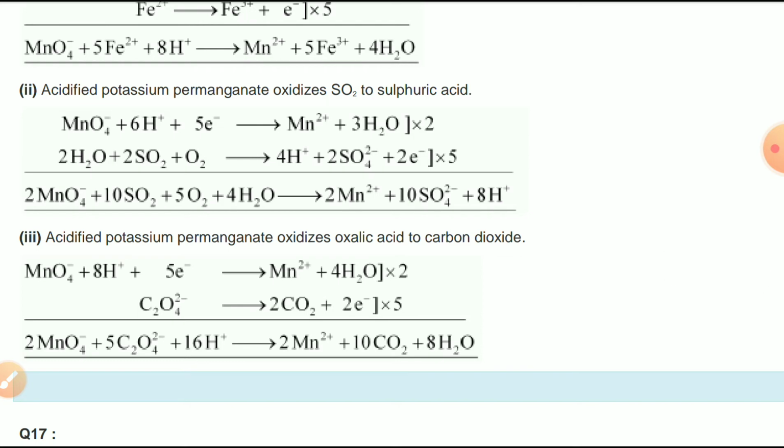MnO4 minus plus 8H positive plus 5 electrons is giving Mn2 positive plus 4H2O, and here 2H2O plus SO2 is giving 4H positive plus SO4 2 minus plus 2 electrons. This equation is multiplied by 5 and the above equation is multiplied by 2, then it gives rise to 2MnO4 minus plus 5SO2 plus 2H2O is giving 2Mn2 positive plus 5SO4 2 minus plus 4H positive.